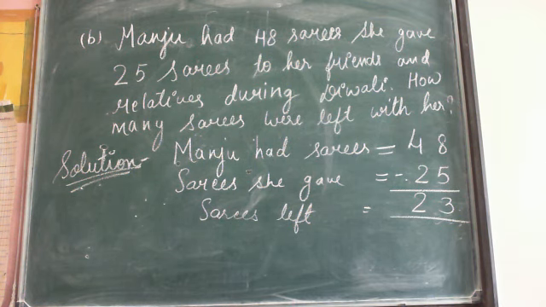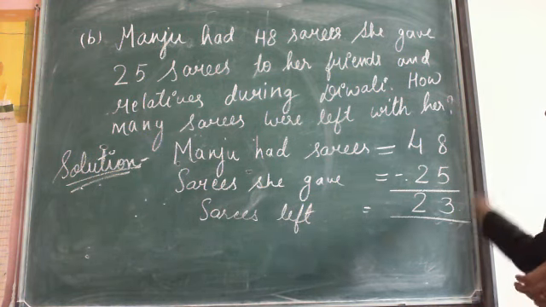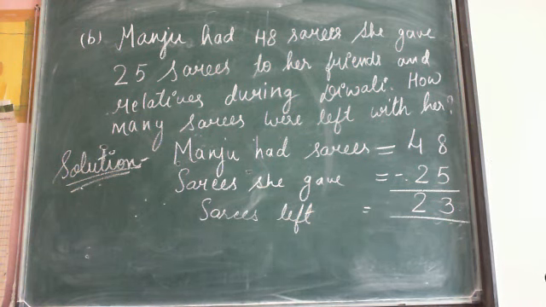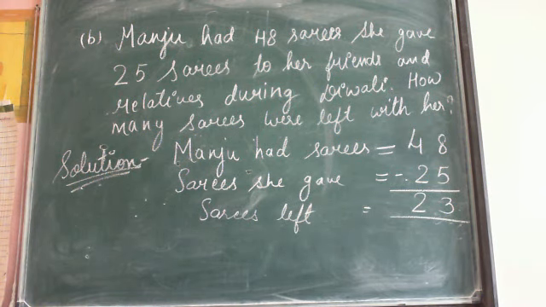Now we have to find the number of saris left with her, meaning how many saris Manju has left in the end. So that means it is a word problem of subtraction, and we perform subtraction here. How many saris were left with her? Only 23. Copy fast.